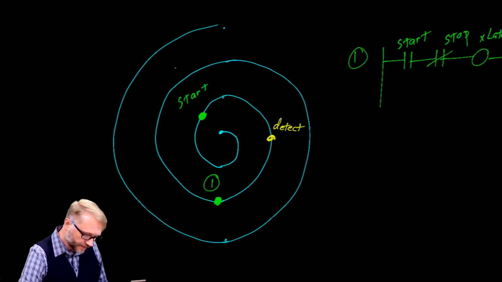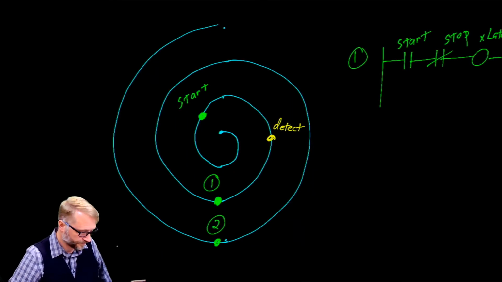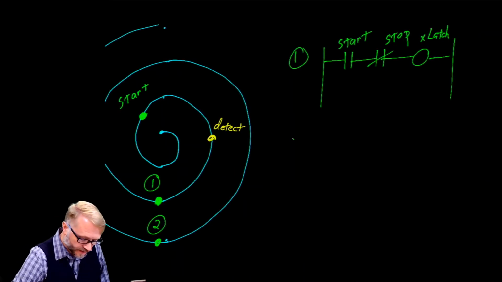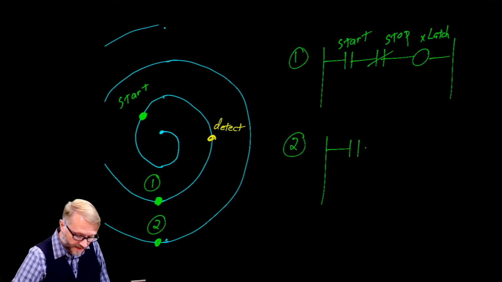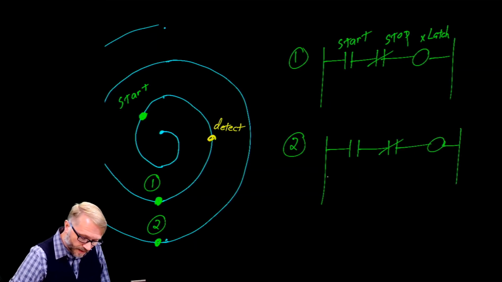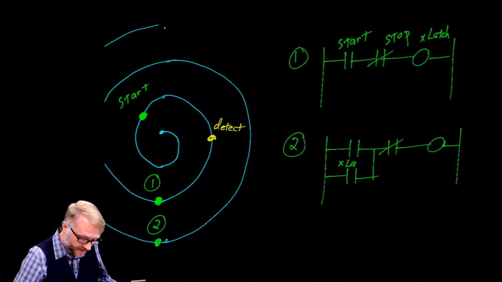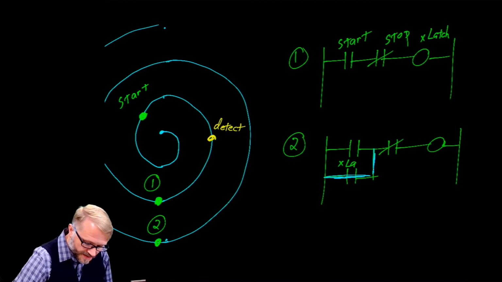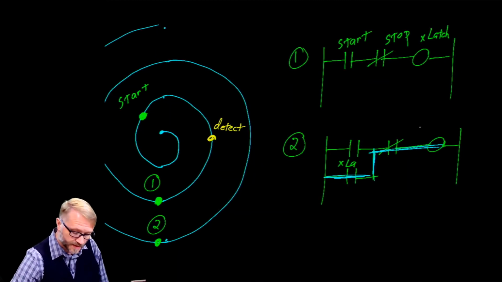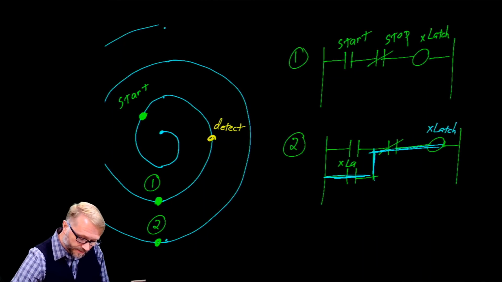We then continue on with our scan, and we end up here at time 2. Okay, so 1 scan later, this is what our code looks like. Our start button may or may not be held. Our stop button has not been pushed. But this condition here is true. Our X latch is closed. So now we have continuity through this rung, which holds the latch closed.